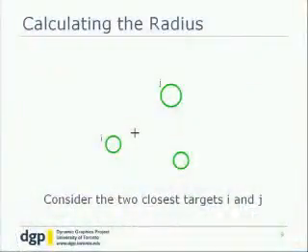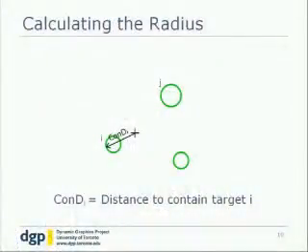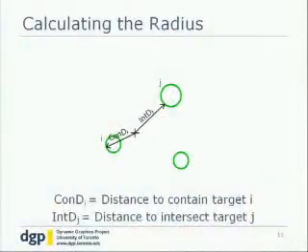To do that, we use a fairly simple algorithm to adjust the radius. We consider the 2 closest targets, i being the closest target, j being the second closest target, and we define 2 distances. We define con_di, or the containment distance, the size the radius would need to be to completely contain the closest target i. And then we define int_dj, the intersection distance, the size the radius would need to be to just intersect the second closest target. And then we set the cursor radius to the minimum of these 2 values.